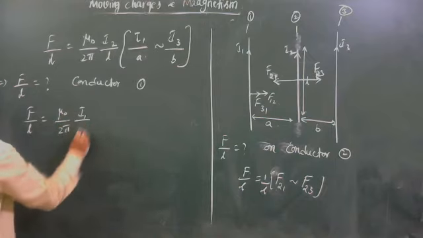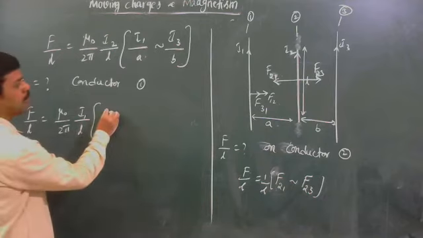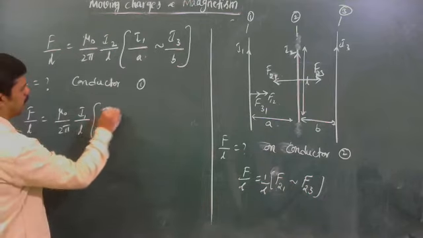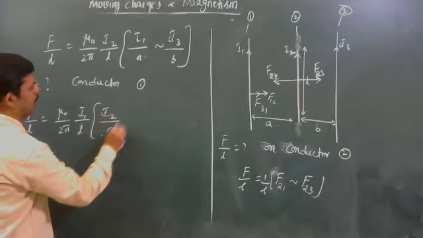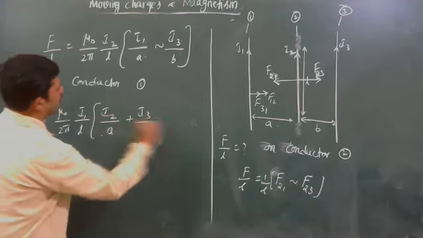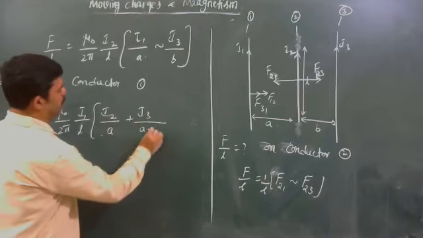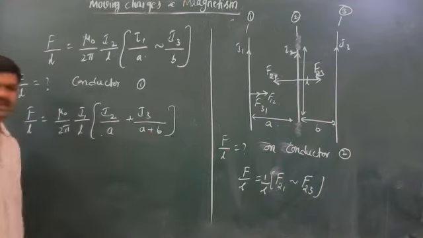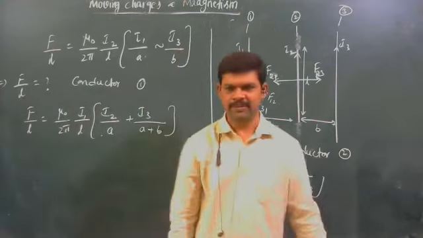I1 is common, and if the length is given, that is common too. Then I2 by A plus I3 by A plus B. That's it. In the same way, you can write the force acting on the third one also.